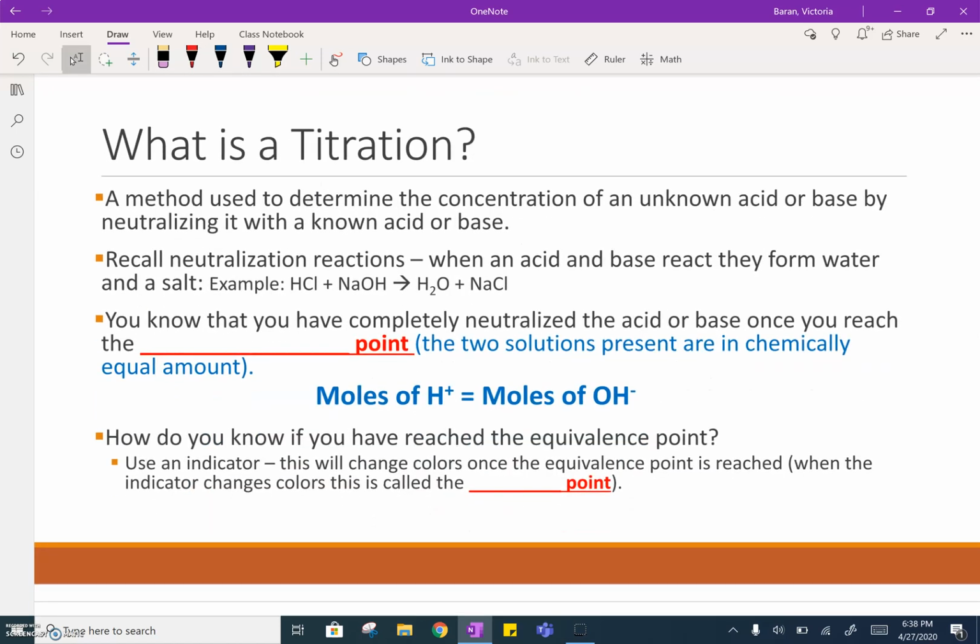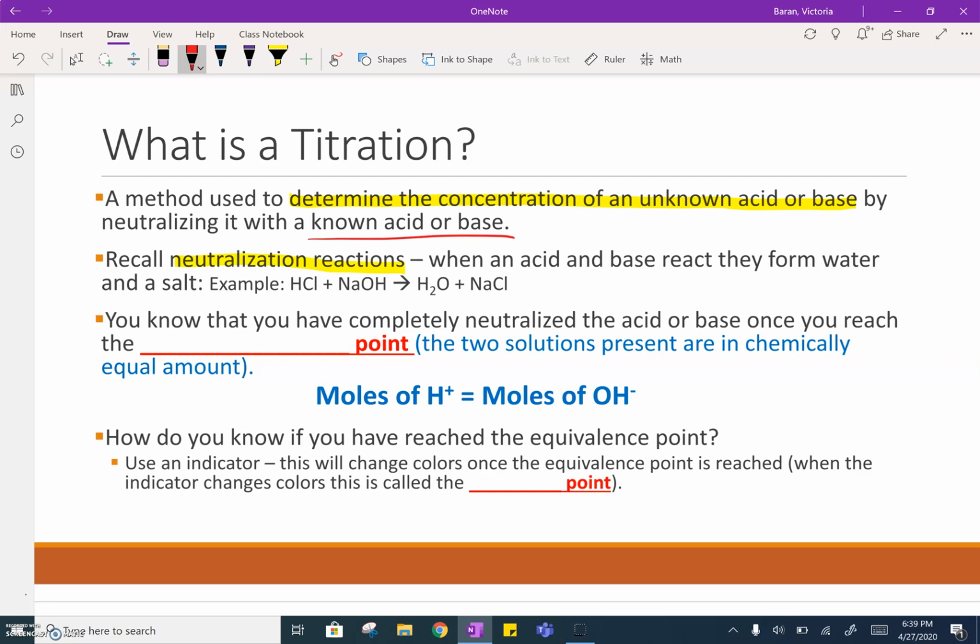Now let's talk about what a titration is. This is our focus for today. Now, this is a method or an experiment that will be carried out in a lab to determine the concentration of an unknown acid or base. And this is done by neutralizing it with a known concentration of acid or base. Now remember, when you add an acid and base together, they're going to neutralize each other. So that's the type of reaction that we're talking about here with titrations.